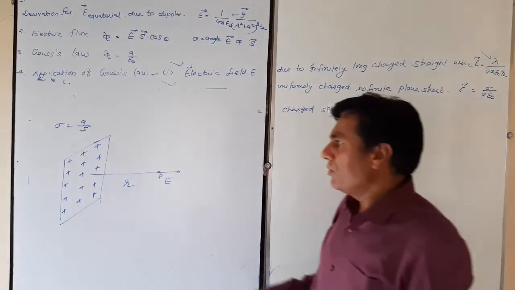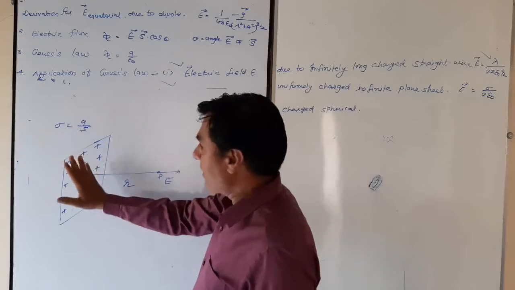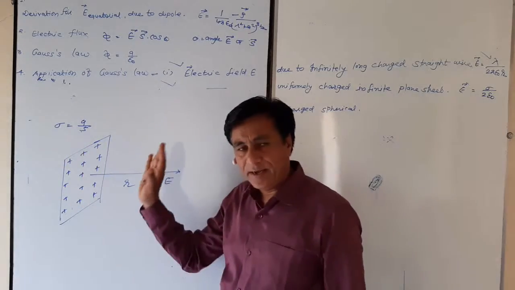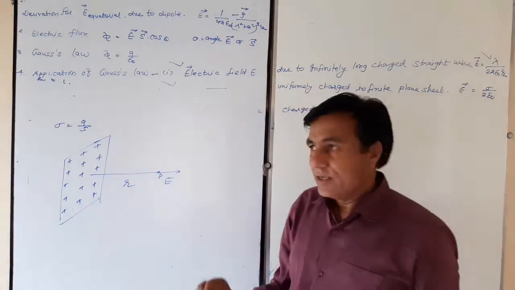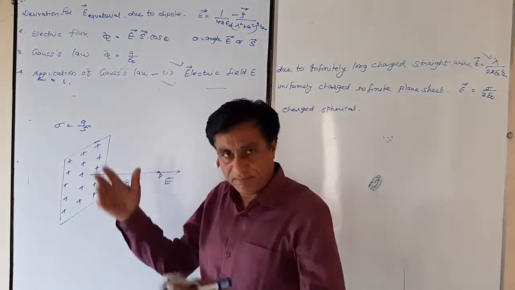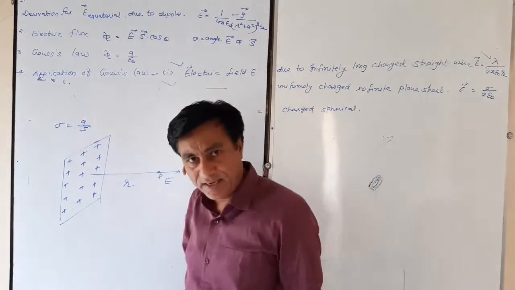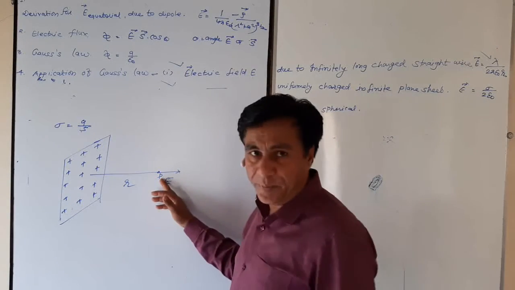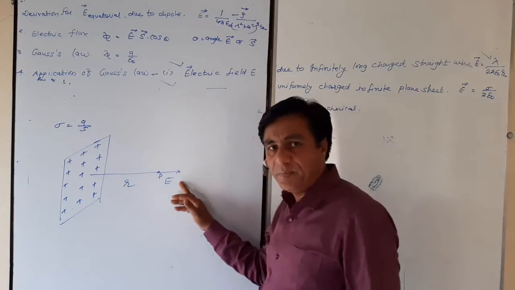Clear? So now sigma is the surface charge density. We have taken a plane sheet, uniformly charged, infinitely extended, with infinite area. Now we take a point P, and the electric intensity at point P is E.